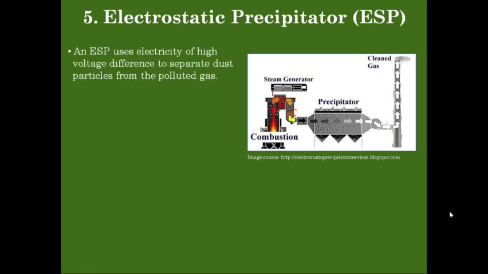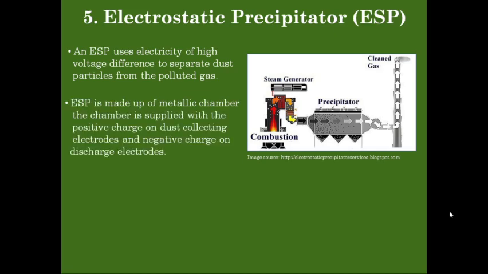An ESP uses electricity of high voltage difference to separate dust particles from the polluted gas. In case of electrostatic precipitators, we use electricity of very high voltage difference, that is more than 50,000 volt difference, to separate dust particles from the polluted gas. The ESP is made up of a metallic chamber. The chamber is supplied with positive charge on dust collecting electrodes and negative charge on the discharge electrodes. We'll see now in the next slide through a diagram also.